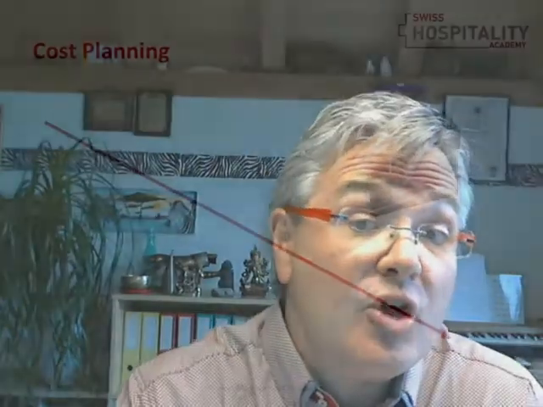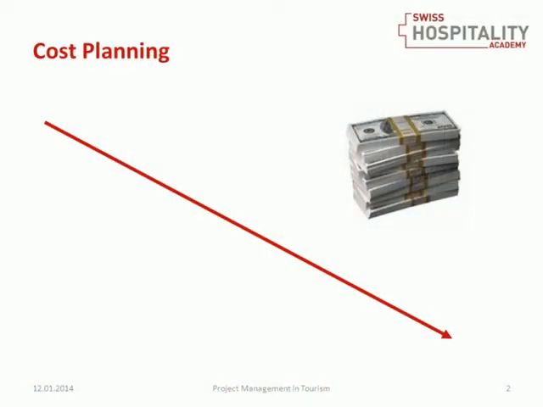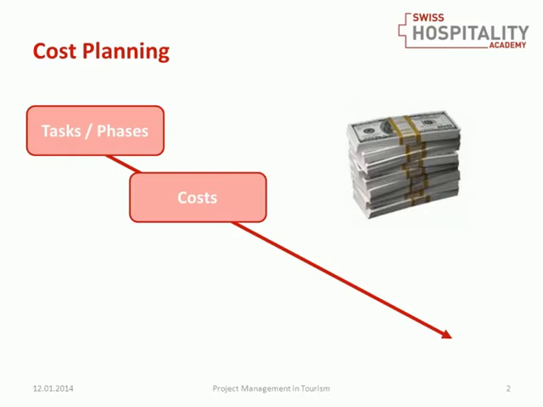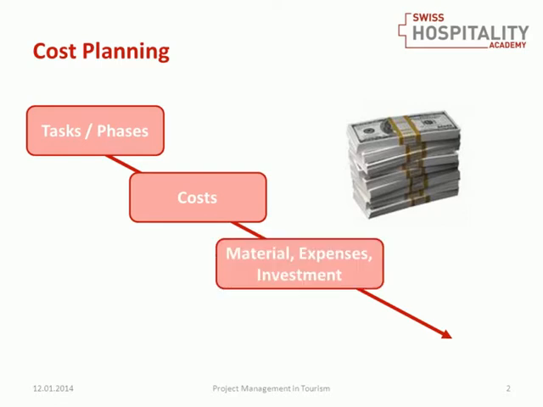In principle, the cost planning has the same flow or the same principle as capacity planning. We start again with the tasks and identify the costs of each of these tasks. Please take into consideration that there are not only costs for human resources, it's also material, expenses. So sometimes you have investments for projects, like constructing a hotel is an investment, for example.